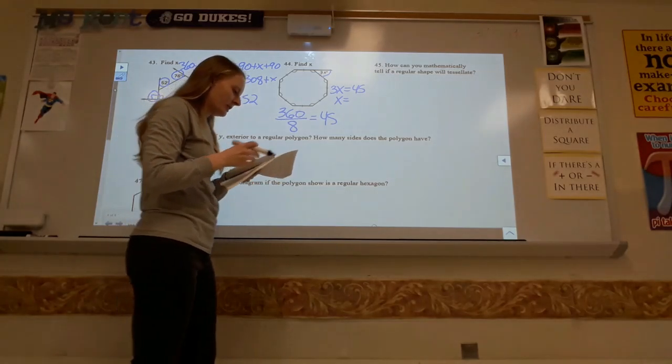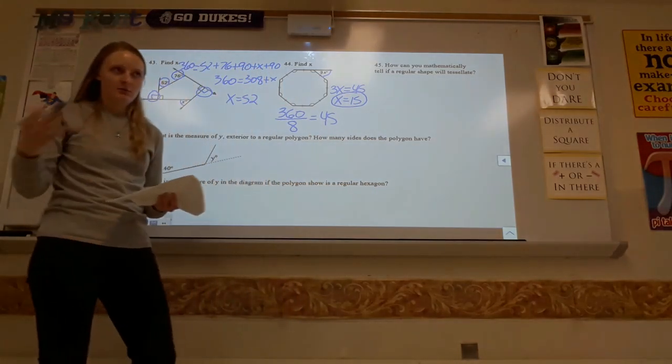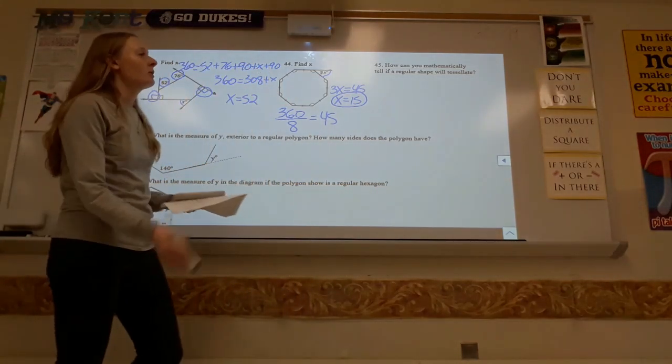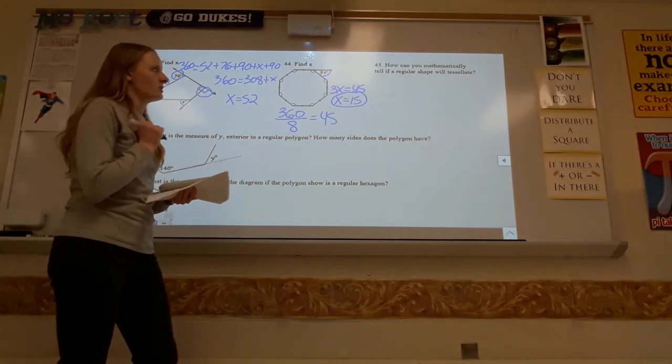I just wrote the 45 and left it there. It should be 15. I actually need to do 3x equals 45 and then solve. So the full angle is 45, but the x is 15. So I'll have to fix that on the answer key.